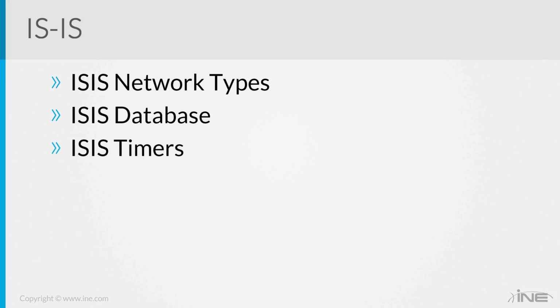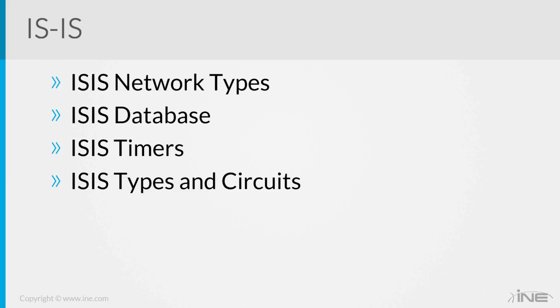Then we'll take a look at the timers. Again, not a lot to work with here in IS-IS, but we'll look at exactly how you would manipulate IS-IS from the perspective of hellos and LSA pacing timers and things like that. We'll take a look at types and circuits. Now, the type will affect the circuit, but the circuit will not affect the type. And you'll understand that when we get into it.